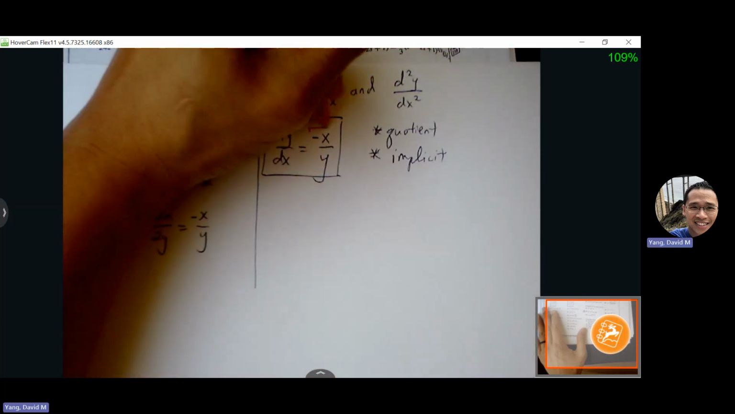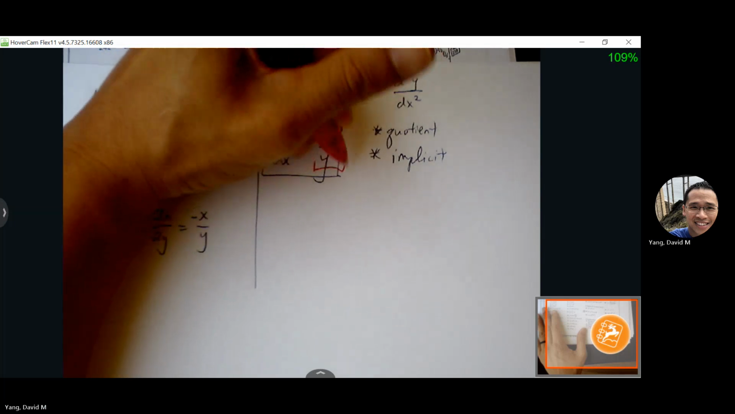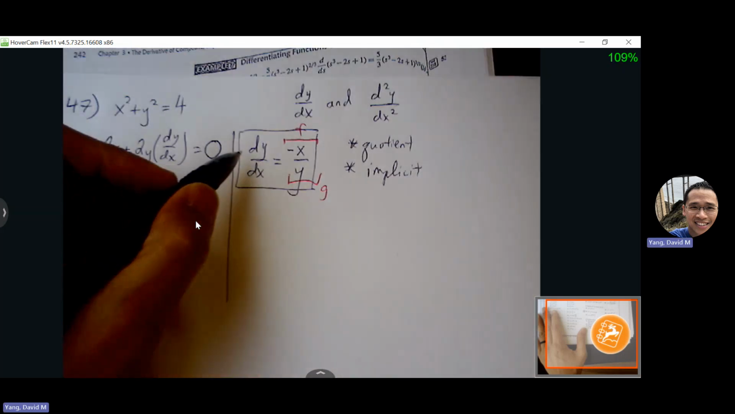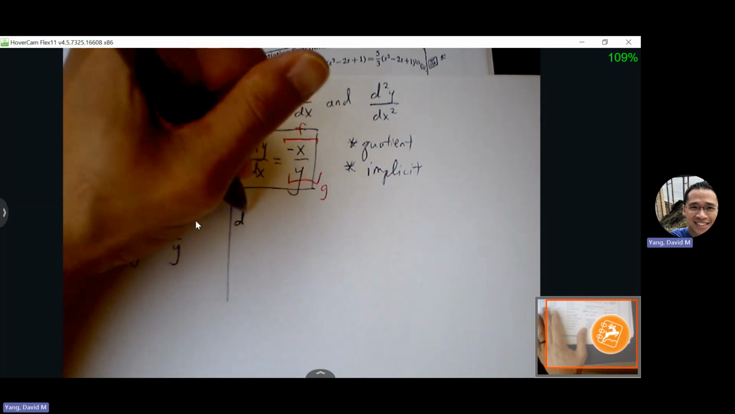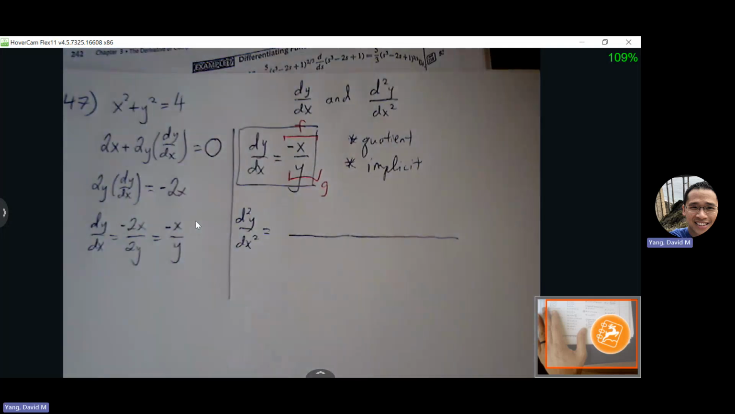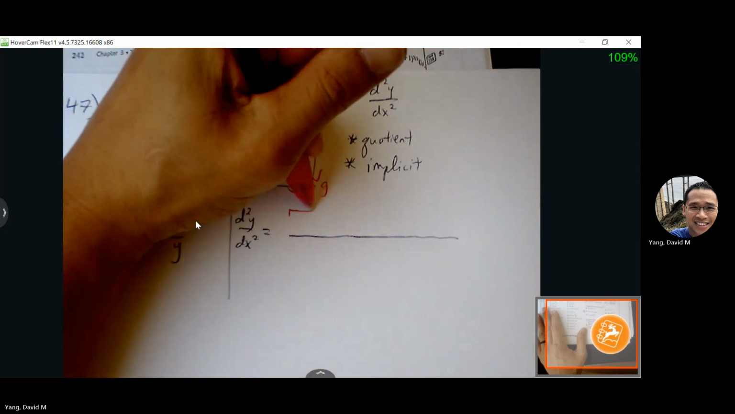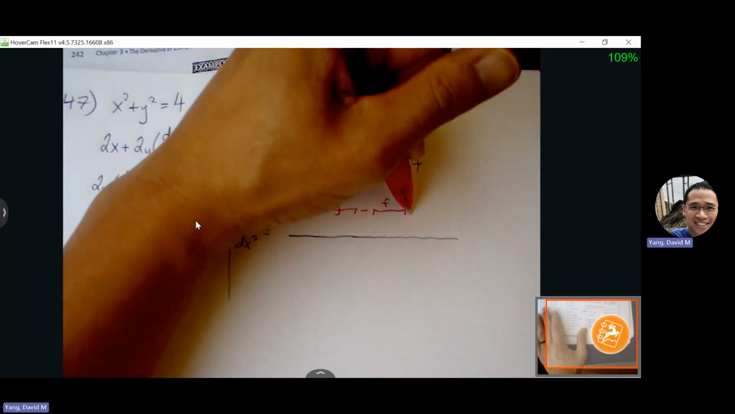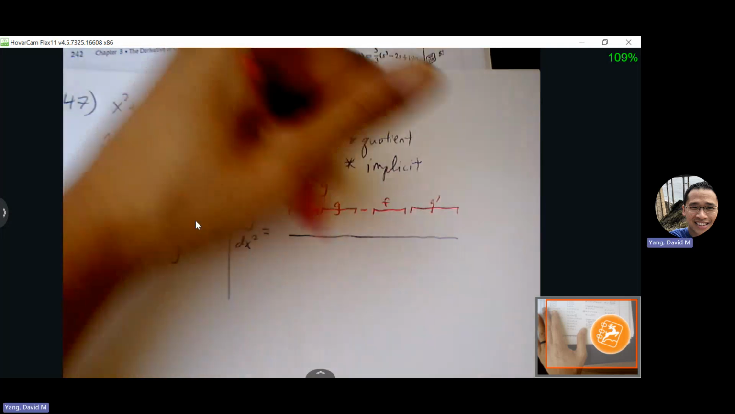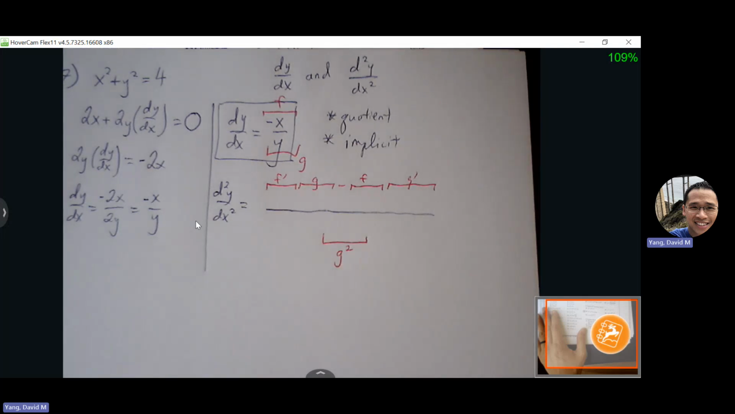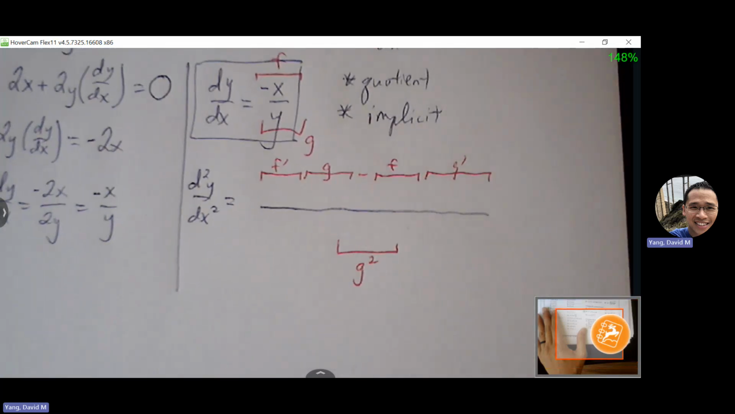Let's step through quotients. I'm going to call this f. I want to find the second derivative, so this is now going to turn into d2y over dx2. I'm going to set up my quotient rule here. Again, you guys don't have to write all this out. I'm just doing it for demonstration purposes, so you can see exactly why the pieces are going where they are.